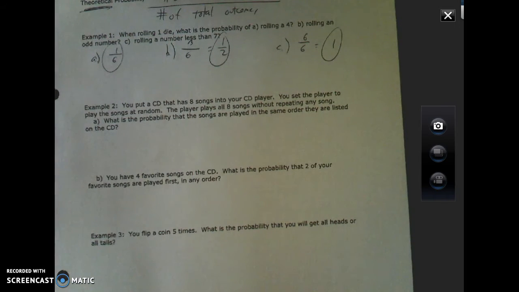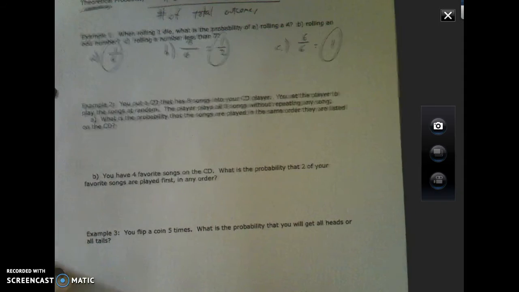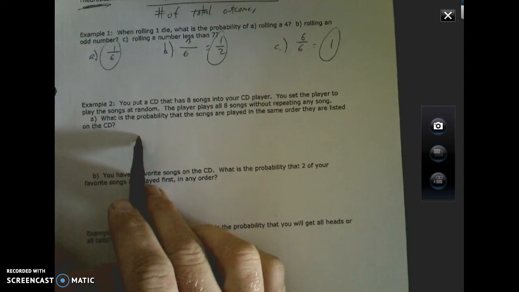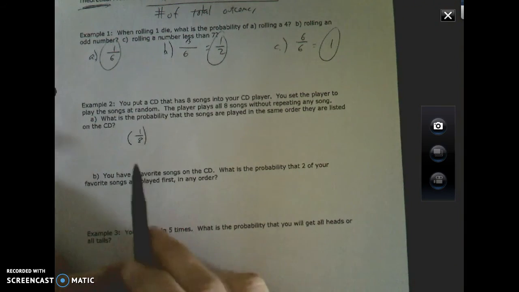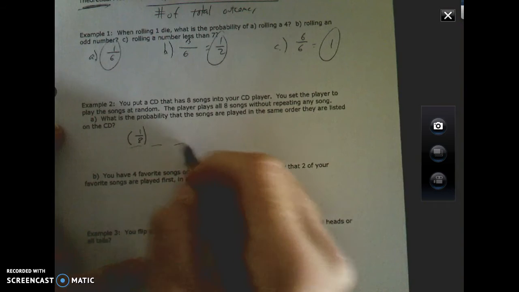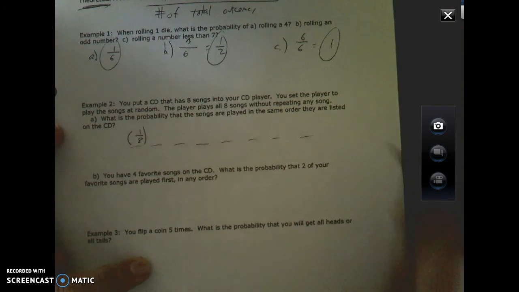Example 2. You put a CD that has 8 songs in your CD player. You set the player to play the songs at random. The player plays all 8 songs without repeating any song. What's the probability that songs are played in the same order they are listed on the CD? Okay. Well, what that means is you want a 1 out of 8 chance for the first song you play in the first spot. So first spot, second, third, fourth, fifth, sixth, seventh, eighth.